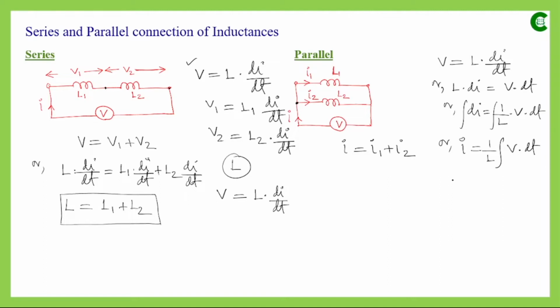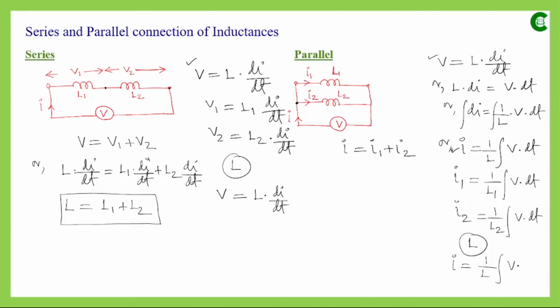Now if we find out the individual current values, then I1 can be written as... Now if we assume that the equivalent inductance of that parallel connection is L, then that will also obey this equation. So we can write that for that parallel equivalent circuit, the main current will be I. So it can be written as I equal to 1 by the equivalent inductance, then integration of V dt, and this time the same voltage. So the same value V will be used.